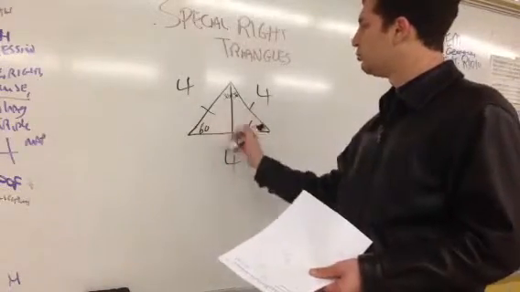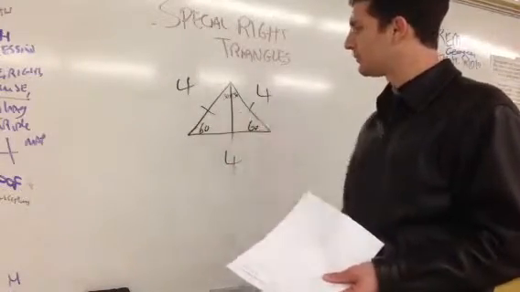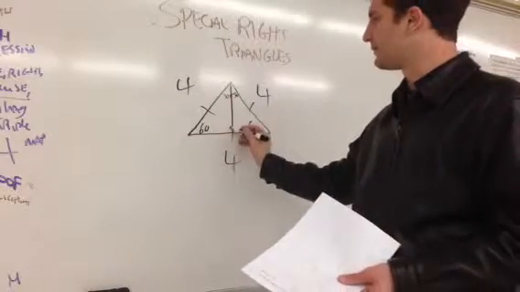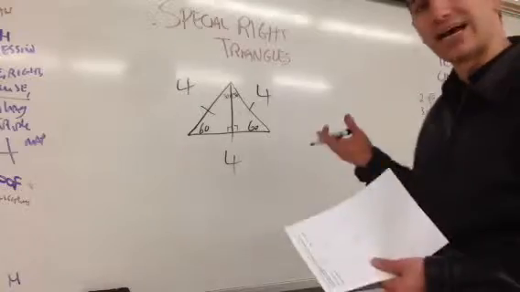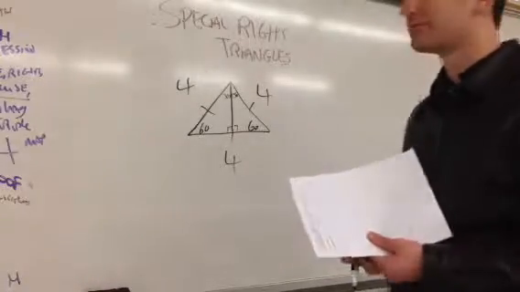I have two little triangles here, this one and this one. 30, 60, 90. 30, 60, 90. And there we go. That is how a 30, 60, 90 triangle is formed.